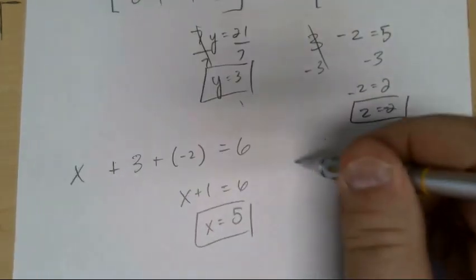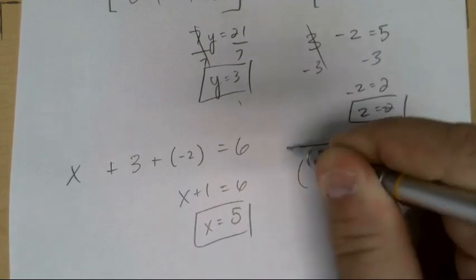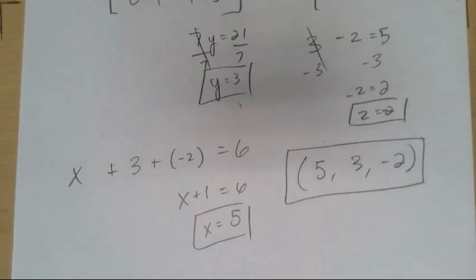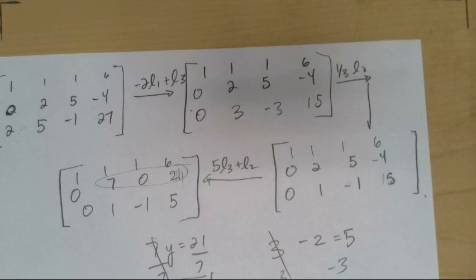There's my answer. If I want to put it as an ordered triplet, 5, 3, negative 2. And that is it. Whew. Okay. Let's look at something else. What's the next problem?